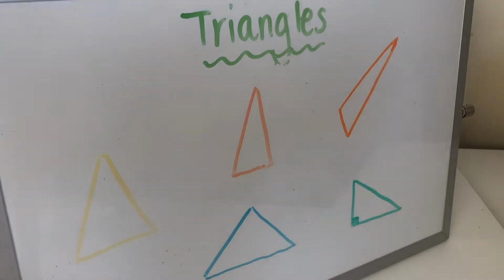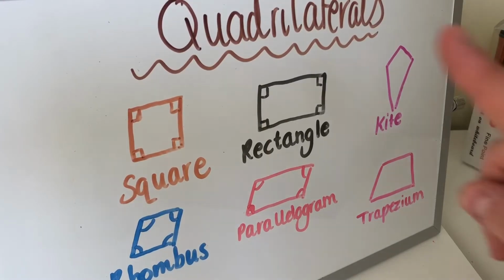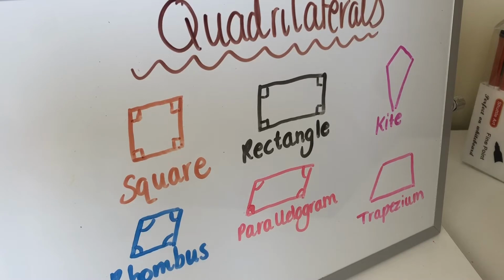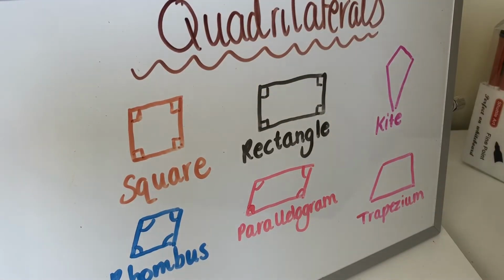Pupils will increasingly become familiar with a greater variety of 2D shapes and their groups. So for example, here we have triangles, which we will go on to speak about in another video in greater detail. Our next group of 2D shapes include quadrilaterals, which are four-sided shapes, which is where they get the word quad from in their name.